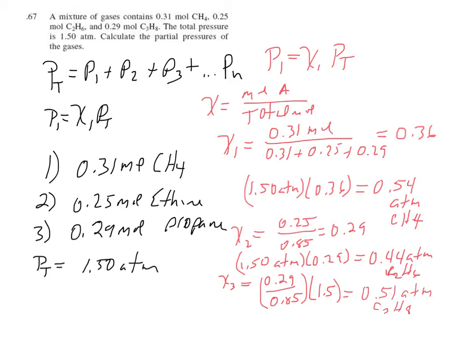Now, if you want to check that, the sum of all those, 0.54 plus 0.44 plus 0.51, should give us our original pressure in atmospheres. And you'll see that it comes out to be slightly less, and that is due to rounding of our numbers, because we only had two significant figures for our number of moles.